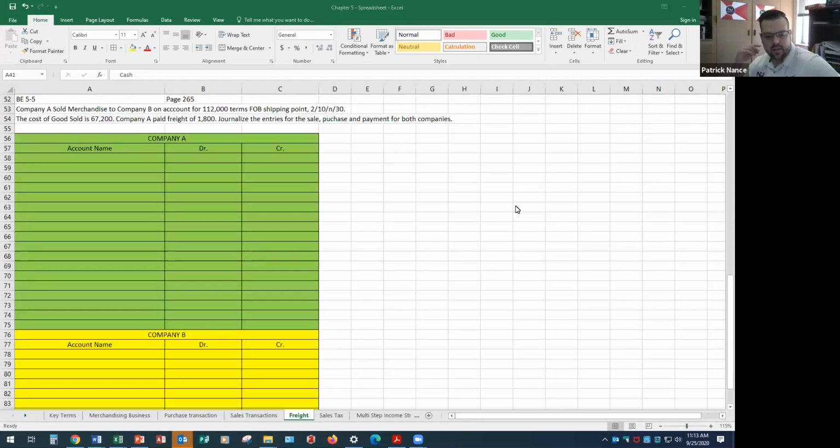Okay, so now we're going to do an example of freight, buyer and seller transactions. Be careful with this one because we're doing both the buyer and the seller. So we have two companies, Company A and Company B.